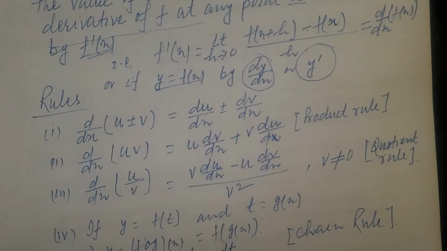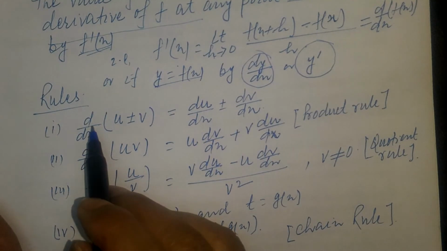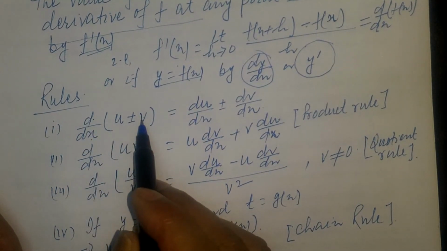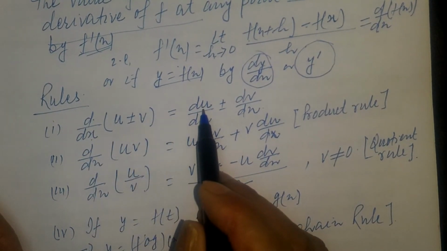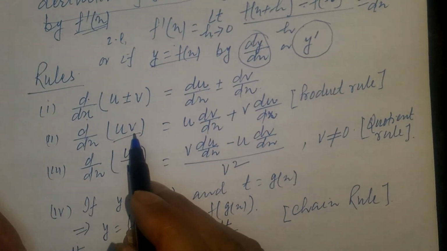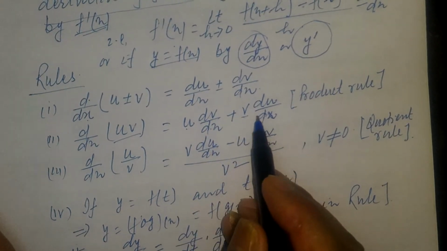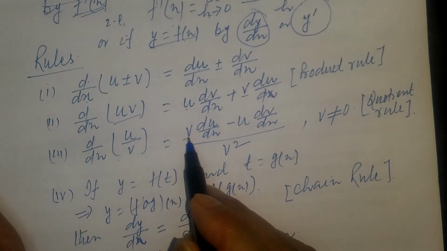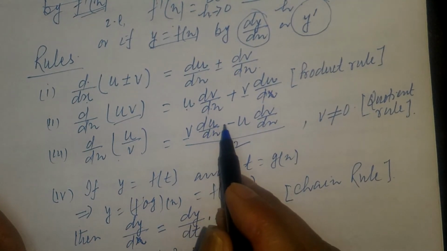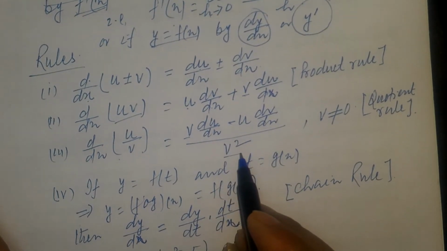Now the rules which we have already discussed in class 11, we revisit again. d dx of the sum or difference of two functions is the derivative of first plus minus the derivative of second. This is the product rule: first function into derivative of second plus second function into derivative of first. Quotient rule: denominator into derivative of numerator minus numerator into derivative of denominator, by denominator square.